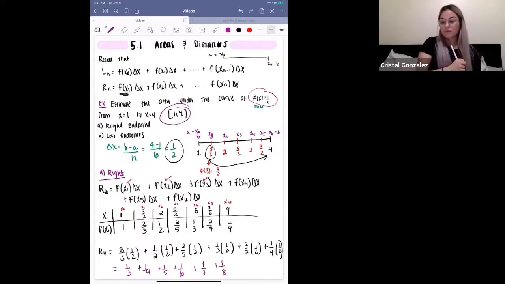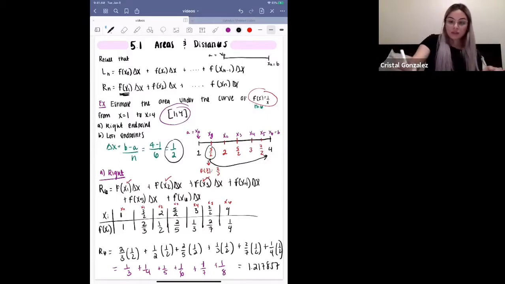Now from here we're just going to add them up and find that approximation. I calculated this ahead of time to save time on the video, but just input them on your calculator and you'll get 1.217857.